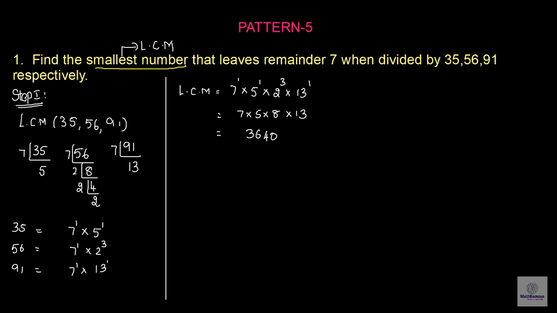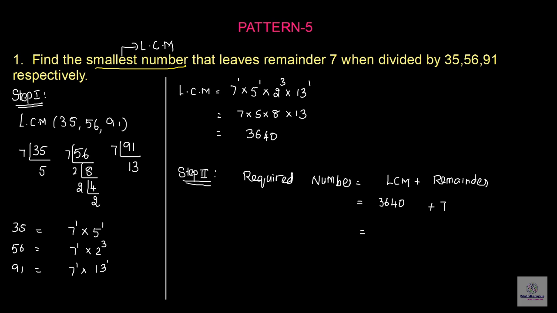So step 2: the required number will be LCM plus the common remainder. My LCM is 3640 and the remainder is given as 7. On adding them we get 3647, which is our final answer.